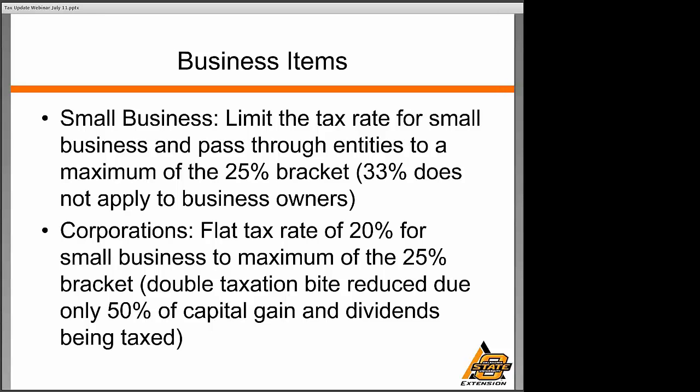Corporations, looking at a flat tax rate of 20% for the small business to a maximum of 25% bracket. The double taxation bite reduces, with 50% of capital gains and dividends being taxed. So we're seeing a major discussion here of changes in the corporate tax. So hopefully the discussion is here to eliminate or definitely reduce the desired movement of corporations out of the U.S. into foreign countries.